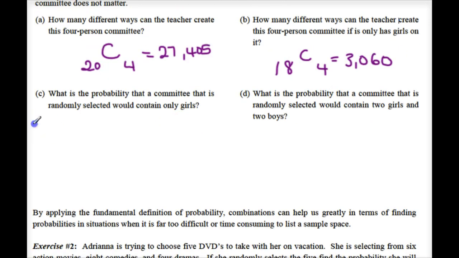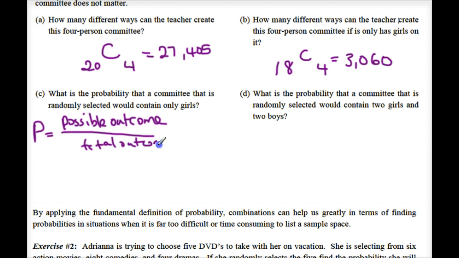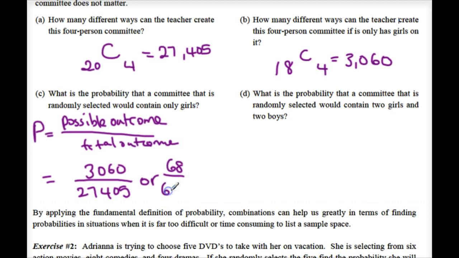C says, what is the probability that the committee that is randomly selected could contain only girls? So remember, earlier we talked about probability, it is the possible outcome over total outcome. So we're talking about choosing only girls. The probability of girls, we saw that it was 3,060 over the total, which is our 30 people in total, 27,405. You can leave it at this or just simplify it to 68 over 609, which you can do on your calculator.